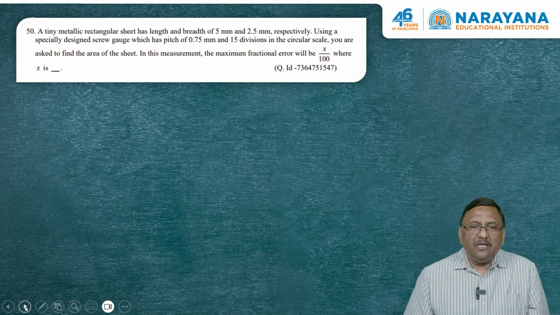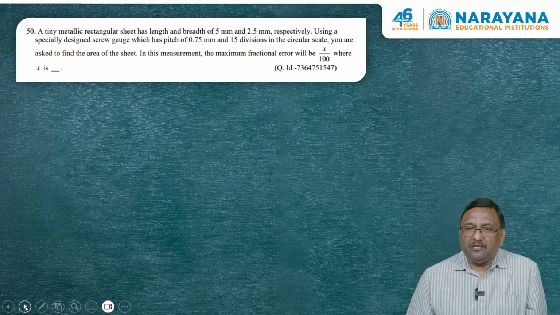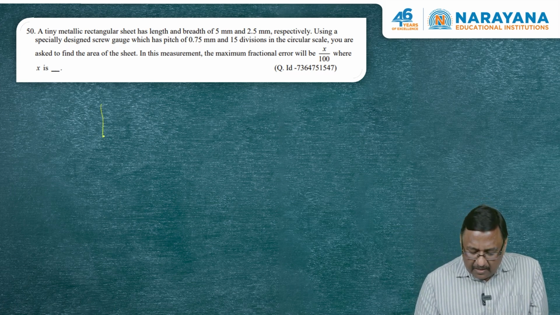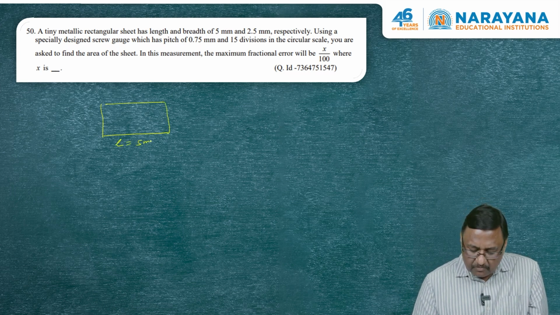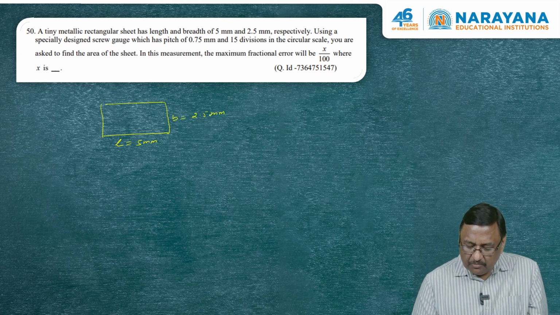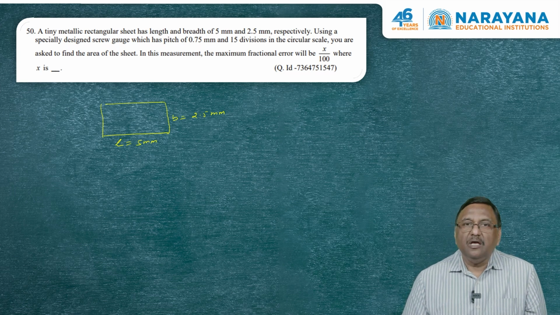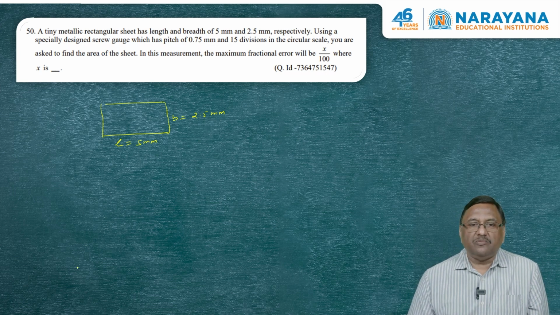A tiny metallic rectangular sheet has a length and width of 5 millimeter and 2.5 millimeter respectively. So he is saying the length and the width are given to you. There is a sheet here. Length is given to be 5 millimeter, and the width is given to be 2.5 millimeter. What else is it asking? Using a specially designed screw gauge which has a pitch of 0.75 millimeter and 15 divisions in the circular scale, you are asked to find the area of the sheet.